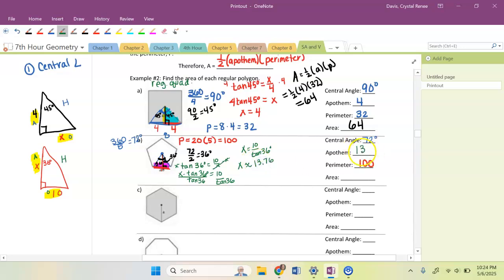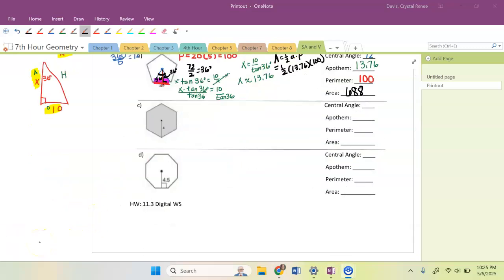So my apothem's 13.76. Now I have everything I need, because remember, my area is 1/2 times apothem times perimeter. So just 1/2 times 13.76 times 100. That gives me roughly 688.